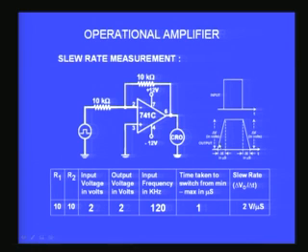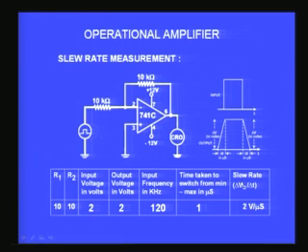Therefore, if I divide one by the other, I will get the slew rate. Therefore, it is possible. I have given a small example here. R1 and R2 are 10k each, these are all in kilo ohms, and input voltage is around 2 volts. Output voltage also is 2 volts because the gain is 1, and input frequency is around 120 kilohertz, and time taken to switch from minimum to maximum is 1 microsecond. This is delta t, and therefore the slew rate is 2 volts divided by 1 microsecond, that is 2 volt per microsecond is the slew rate.